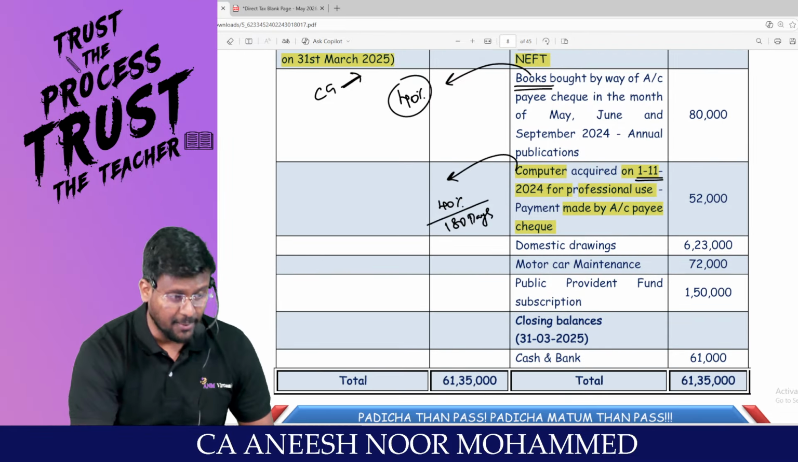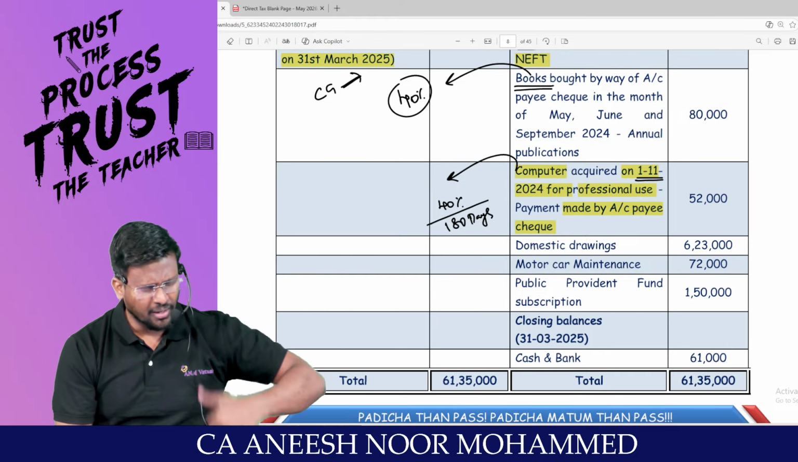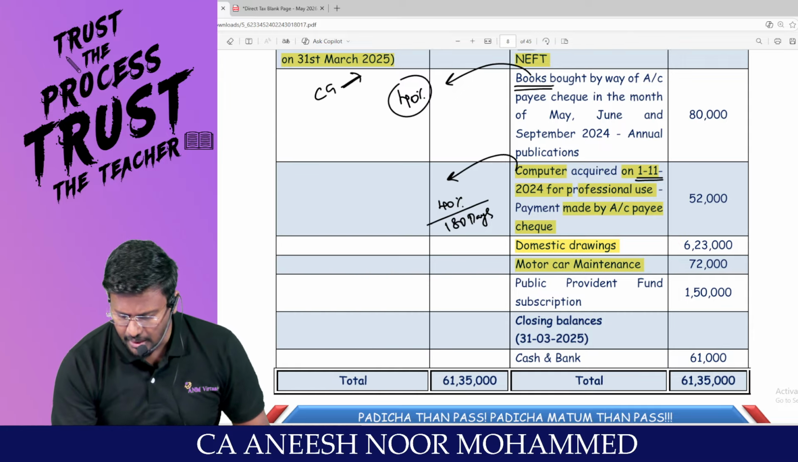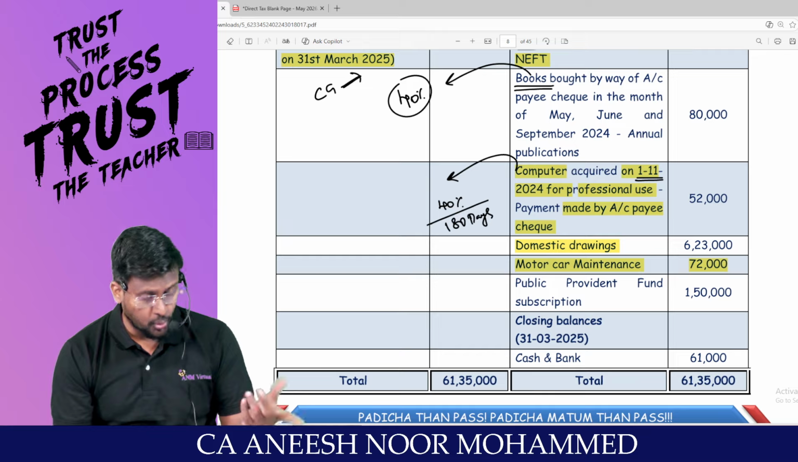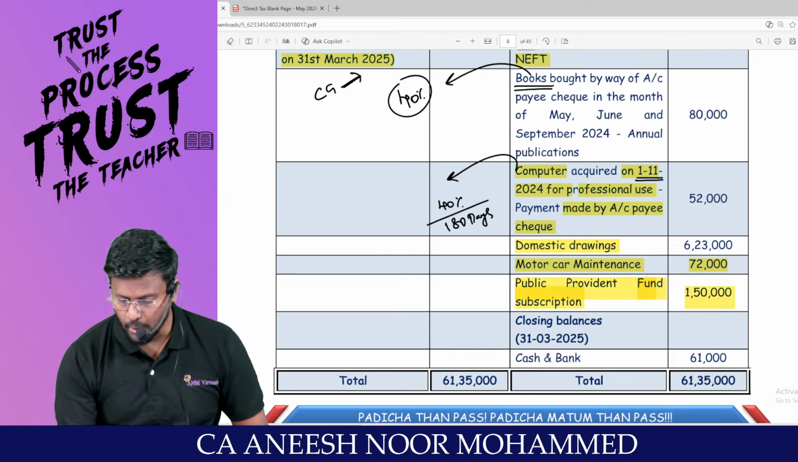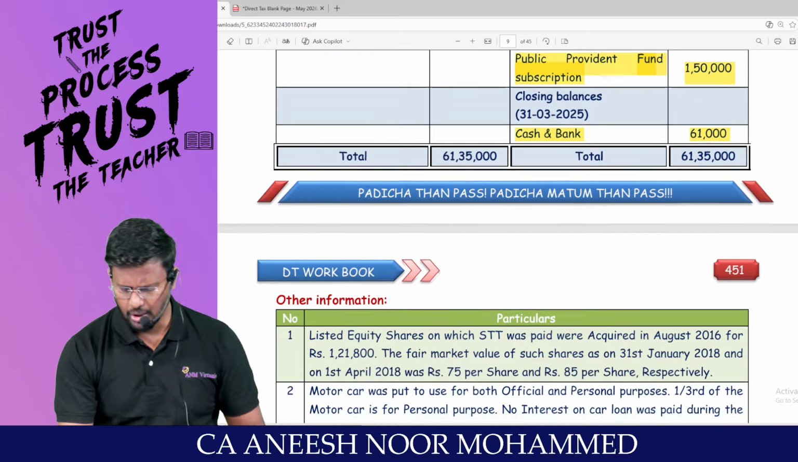Domestic drawings, it's a capital expenditure. It's a personal withdrawal, nothing to do with the business. Put it in the dustbin. Motor car maintenance is a PGBP deduction. You can claim it as a deduction. PPF subscription, you are entitled to claim under 80C. Closing cash balance has been given. Put it in the dustbin because that is an asset.